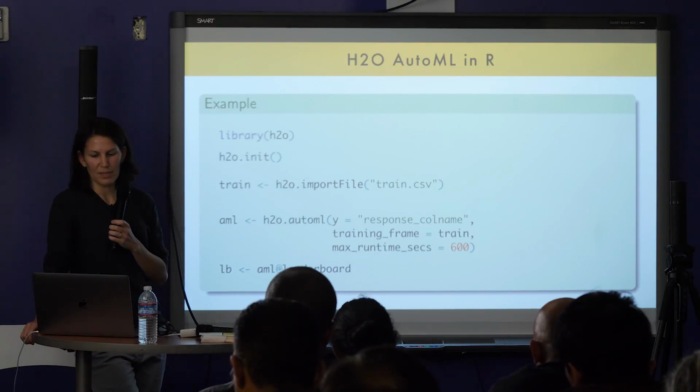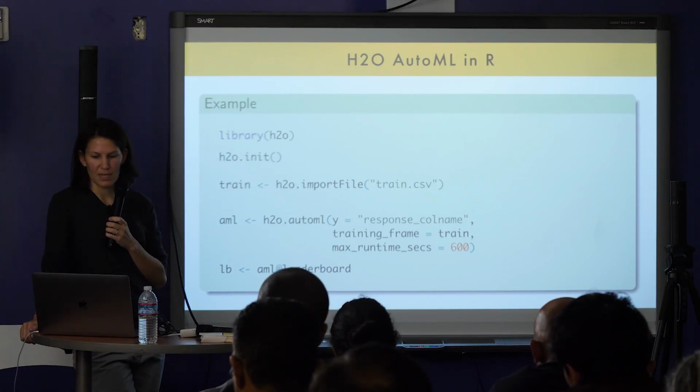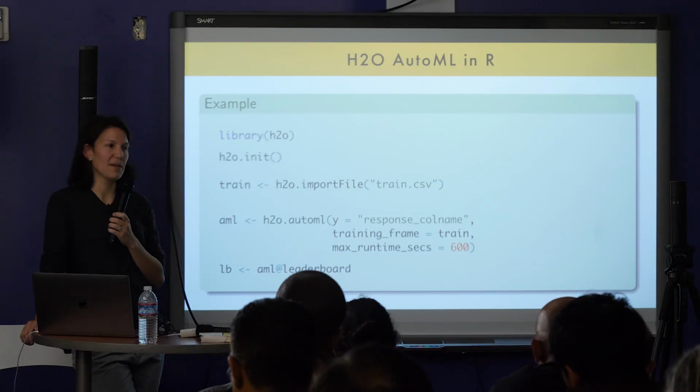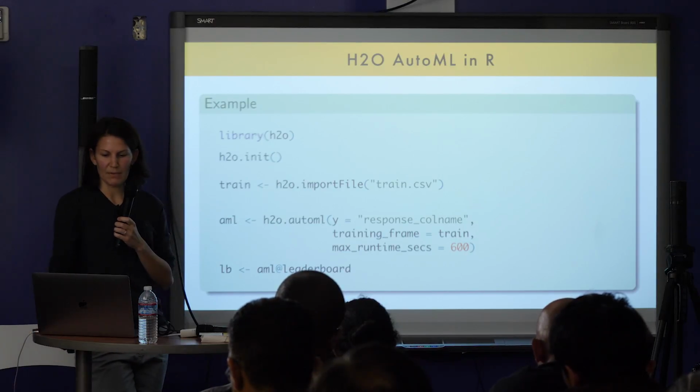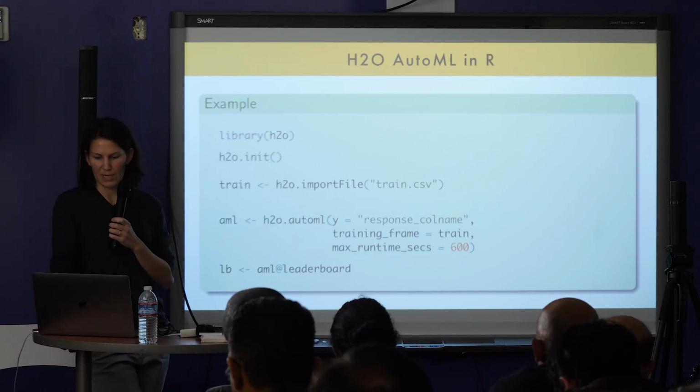So you have to tell it what your training data is, then what the name of the column that you're trying to predict is, and then, in this case, I'm saying run for 10 minutes and then stop. And then once you're done, what you want to look at is your leaderboard, and I'll show you a picture of what a leaderboard is in a minute.